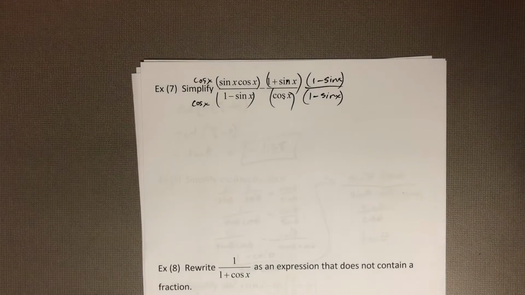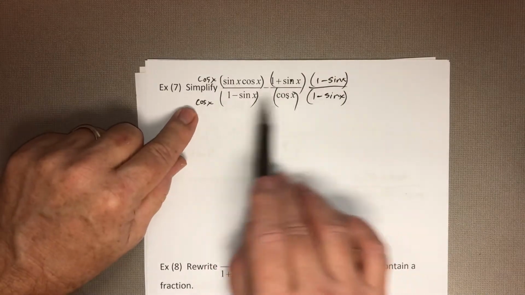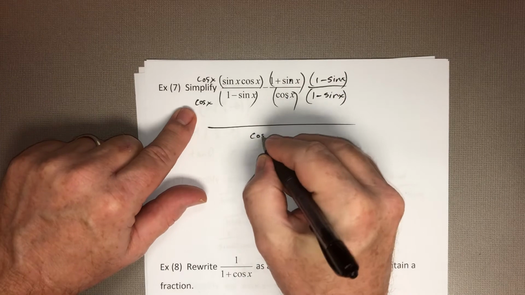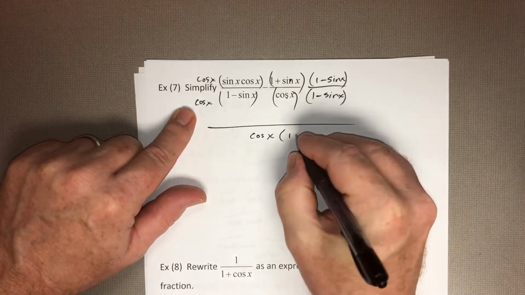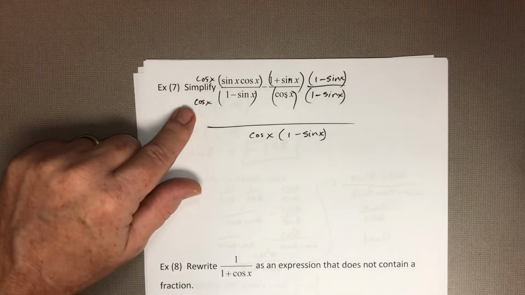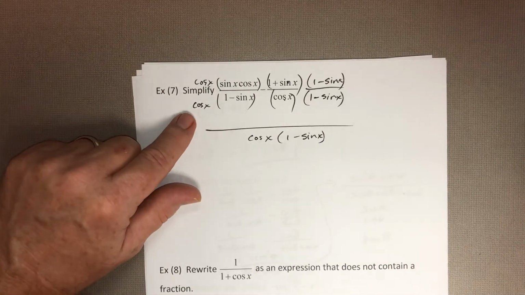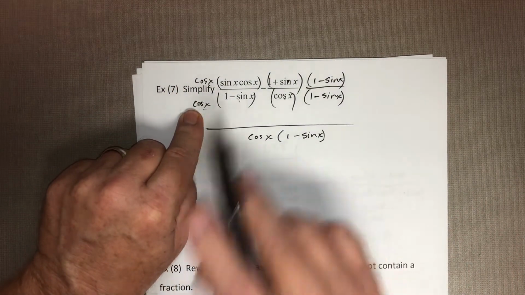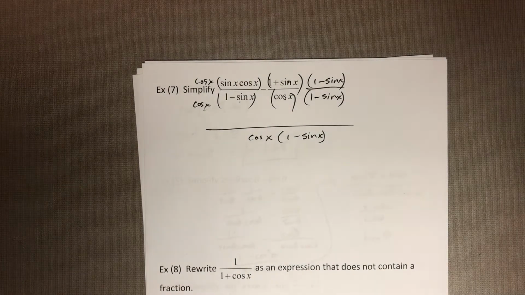That will give me two fractions with the same denominator, and that denominator will just be the cosine of x times 1 minus the sine of x. There's no need to write that down twice, so I'm just going to write it down once. If you want to write it down twice, please feel free. I know I combine these two fractions into one, and that common denominator is the cosine of x times 1 minus the sine of x.